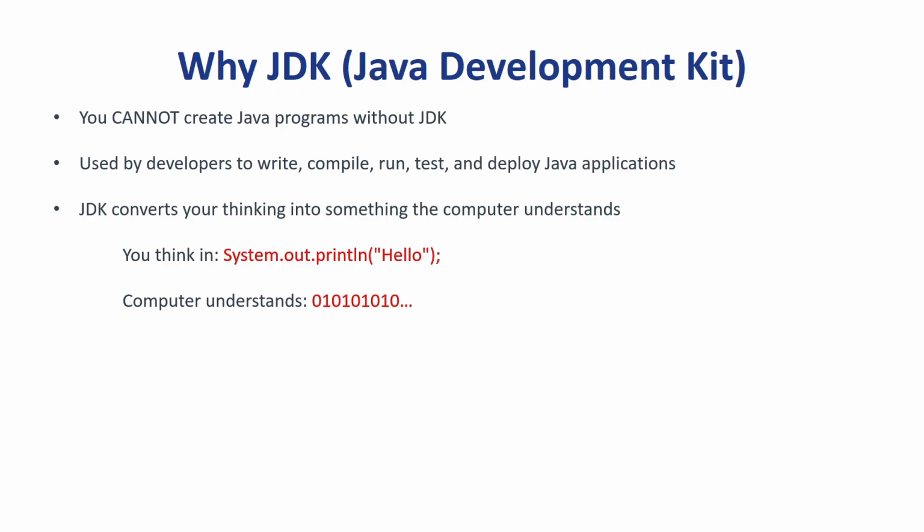Without JDK, your code is just written on the screen. It will never run, no output, nothing. So remember this, JDK is the translator between you and the computer. You write Java code, JDK converts it and JVM runs it.